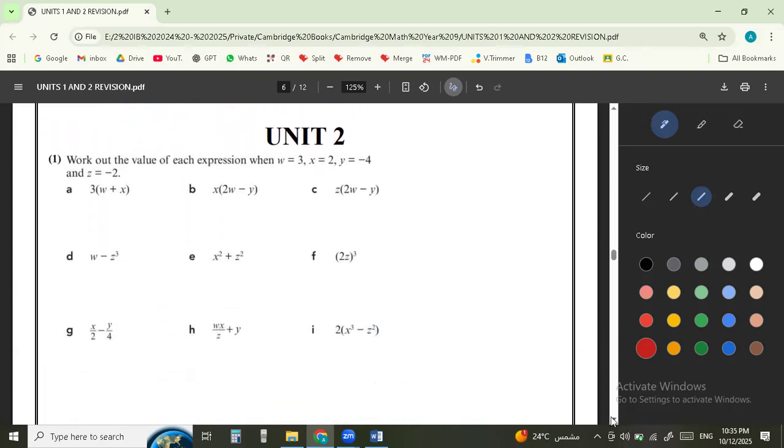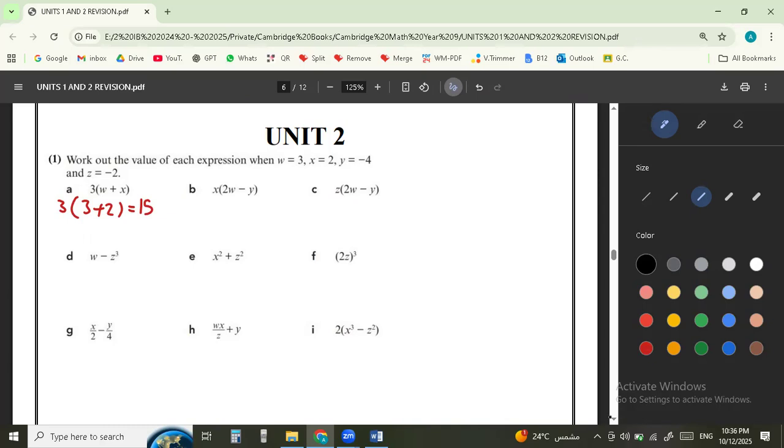About unit 2 here. They want you to work out the value of each expression when W is 3, X is 2, Y is -4, Z is -2. So here I'm going to just remove the variables and write their values. So it's 3 multiplied by, W is 3, X is 2, so 3 plus 2. 3 times 5 is 15.